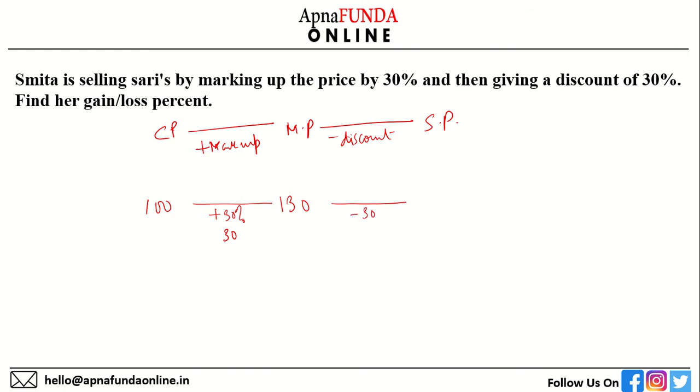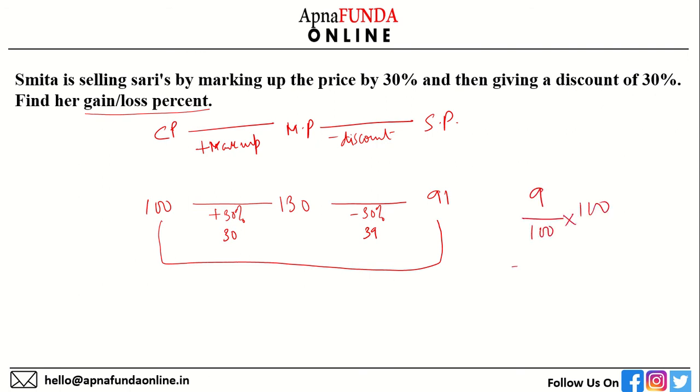Discount is again 30%. So what is the discount value? 30% of 130. This will give me 39. 130 minus 39 will give me 91. So find her gain or loss percent. So on the transaction, we have made a loss of 9 rupees on a scale of 100 into 100. So 9% is my loss. I hope you have followed along with me, and this is the answer.